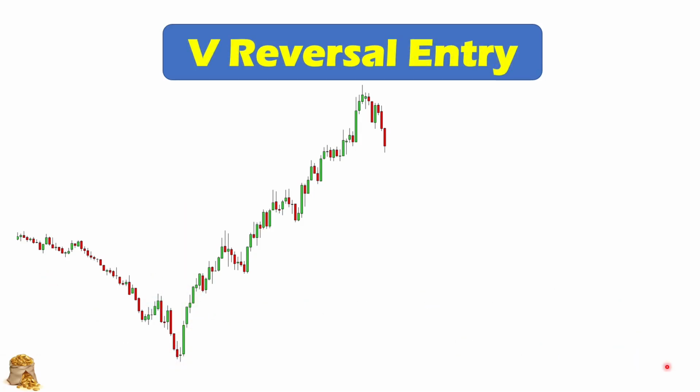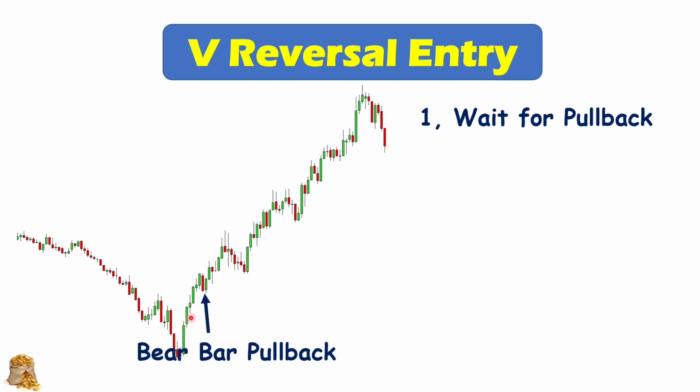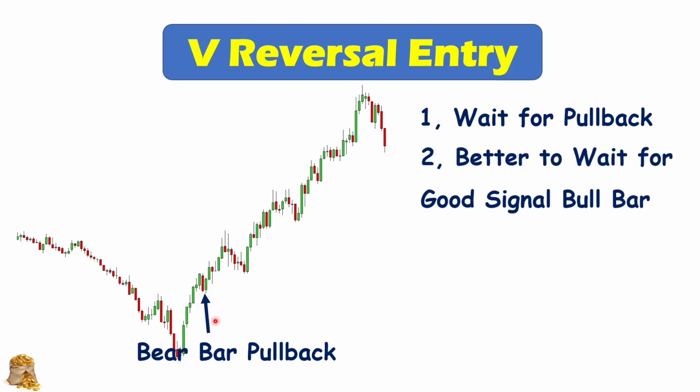Now let's move on to the V reversal entries. Basically, we want to wait for the pullback and trade the pullback. So in this example, here comes one single bear bar. This bear bar can serve as the pullback. And then we want to wait for a very good signal bull bar. So here comes a very good signal bar because the body of this bull bar accounts for over 60% of the whole candlestick. You can also choose other candlesticks like this bear bar, but the probability for the timing of the uptrend will be lower.